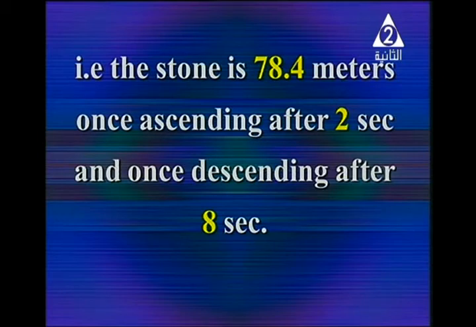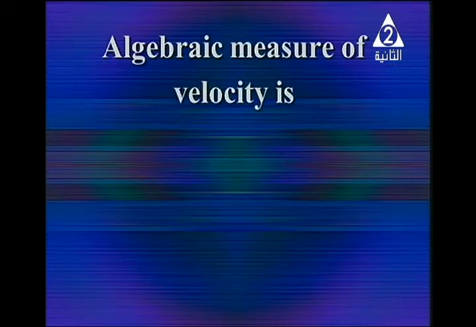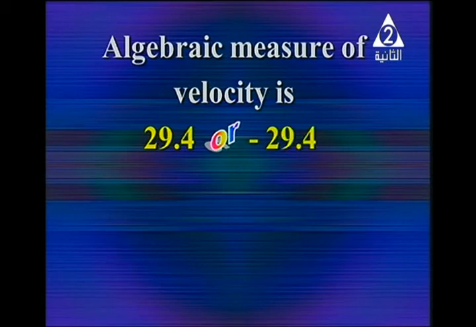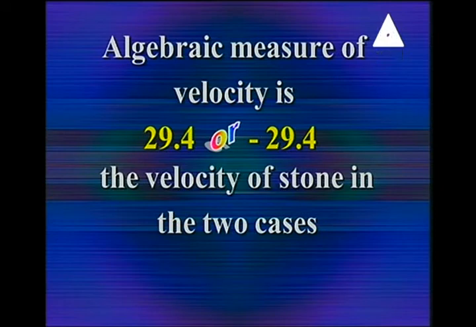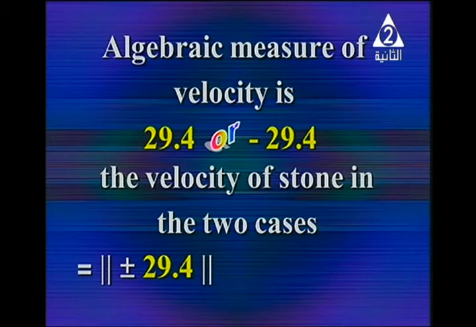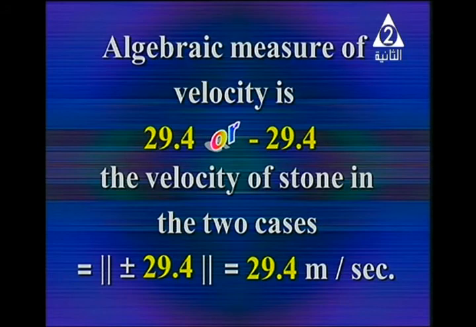Why? Because the velocity is negative at 8 seconds and positive at 2 seconds. It means ascending at 2, descending at 8. The algebraic measure of the velocity is 29.4 or negative 29.4. The velocity of the stone in the two cases, the norm of positive or negative 29.4, means 29.4 meters per second.